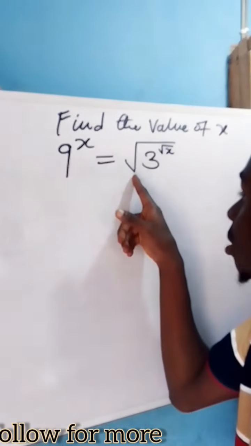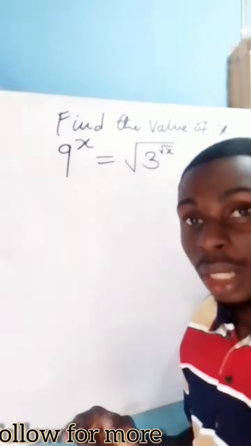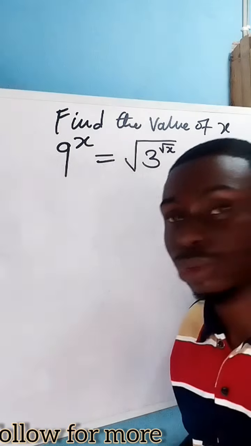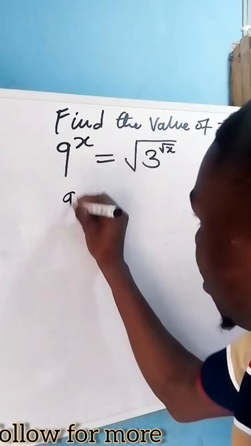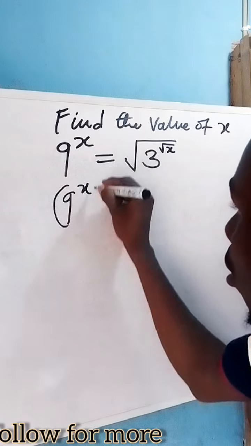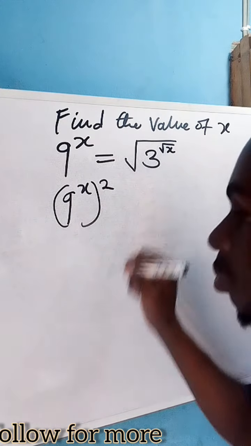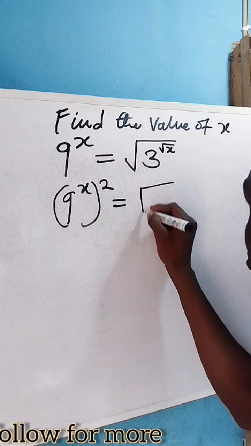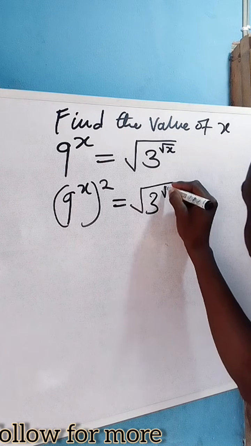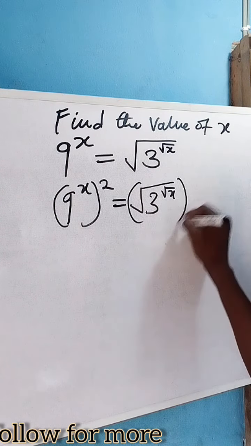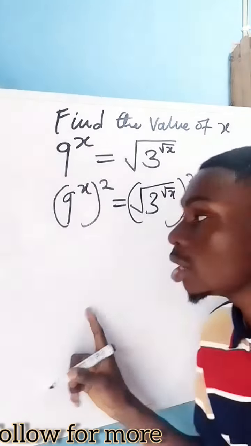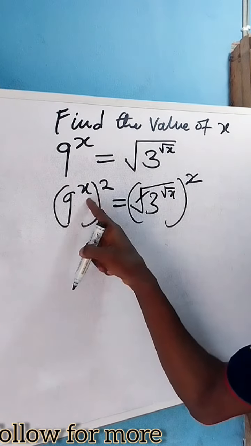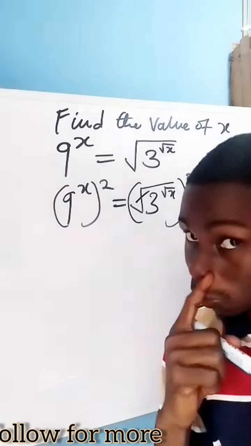Alright, now because of this square root, you are going to square both sides to clear this square root. You are going to have 9 to the power of x, all squared, is equal to the square root of 3 to the power of the root of x, all squared. Now, this square root cancels out this square. 2 times x will give you 2x.